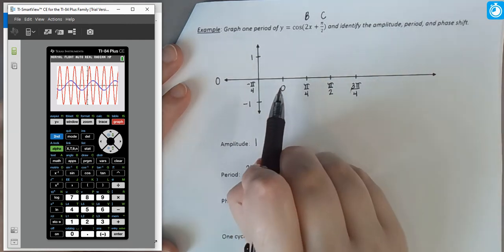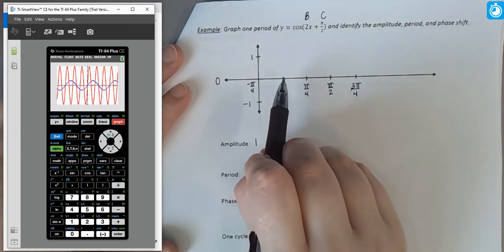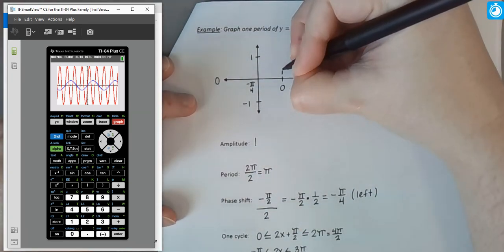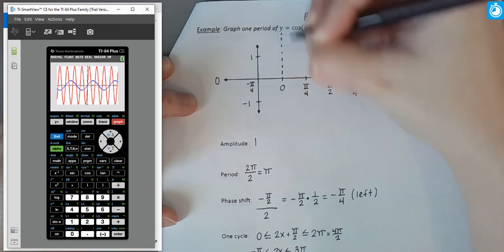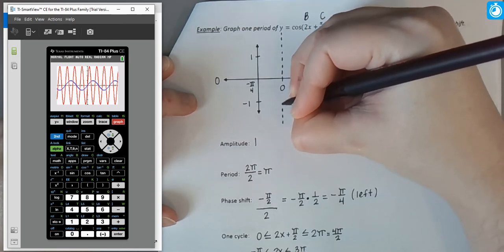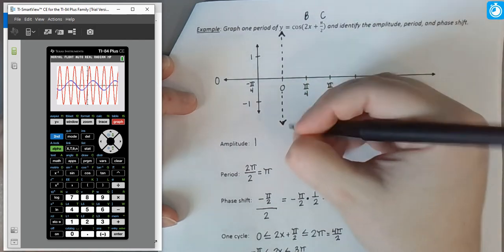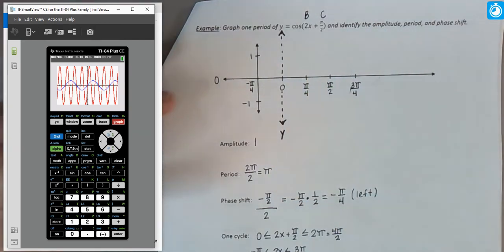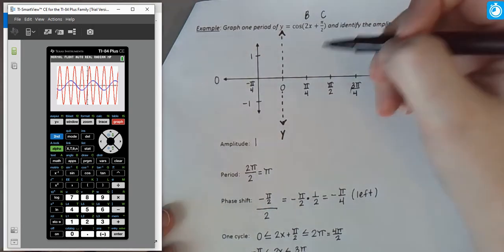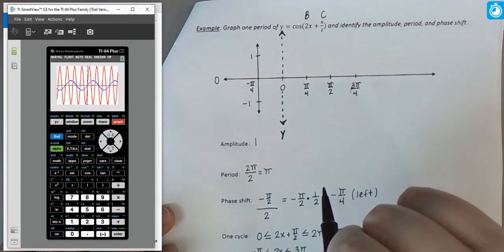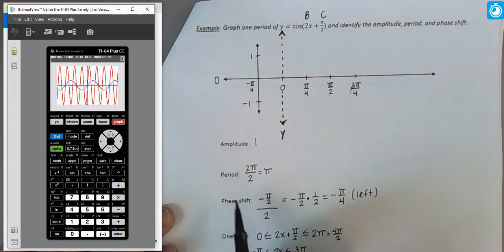Now, what I want you to notice here, notice this is now where 0 is, which means this is the actual y-axis. This is the actual y-axis. So I'm going to label that just so we know where things really are and we can actually see the shift. So if this is the new y-axis, then truly our starting point is to the left of that, which we expect based on what our phase shift was.